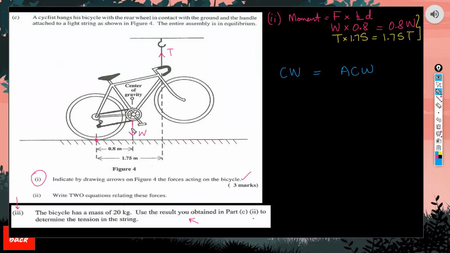And then, well, the W is making it spin which direction? Look at it. The W is making it fall downwards. That's a clockwise direction. And the T is kind of pulling it upwards, kind of rotating it anti-clockwise. So all they're asking you to do is put 0.8 W equal to 1.75 T. And we know the value of W. W is the weight. If the mass is 20, then the weight is how much? 200. We have to multiply by gravity.